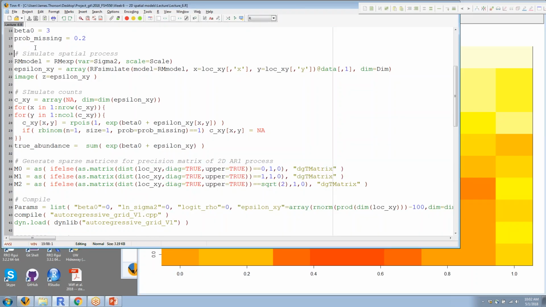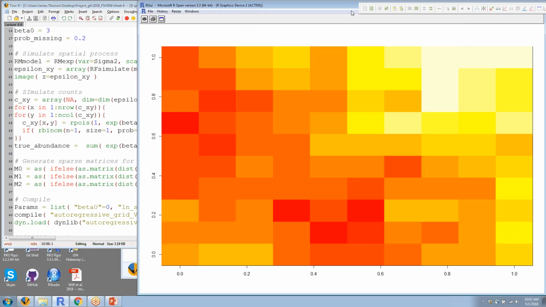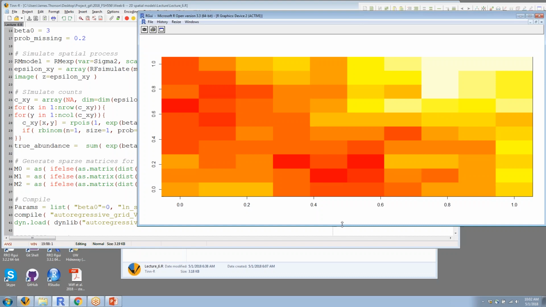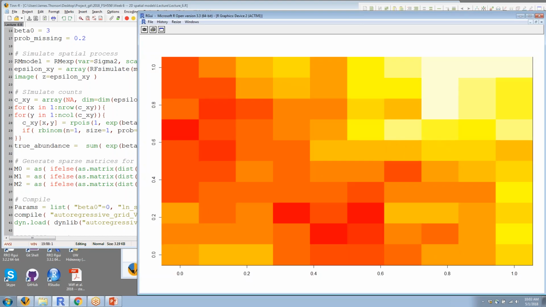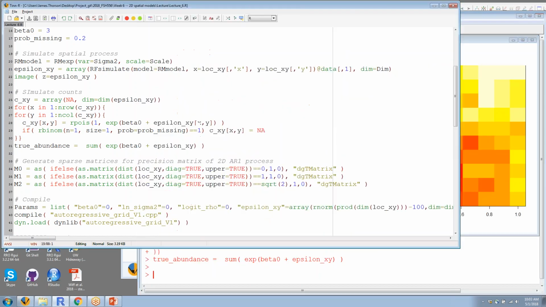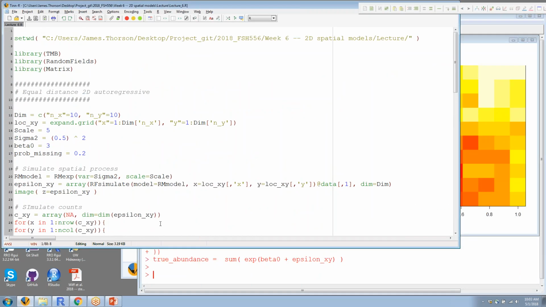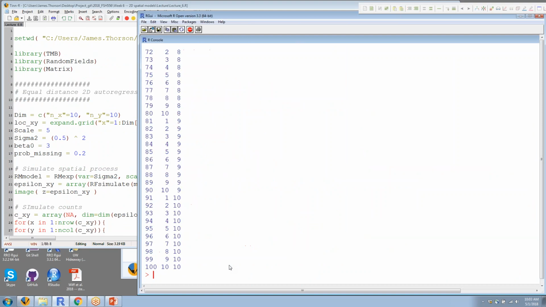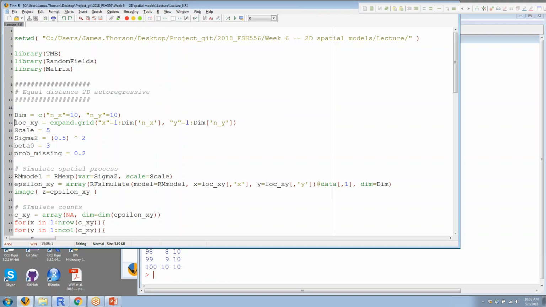First I'm going to simulate data where I generated a 10 by 10 grid, I think. So there's this loc xy, a 100-length data frame, where the first column is the x coordinate and the second column is the y coordinate, hence the term loc xy.